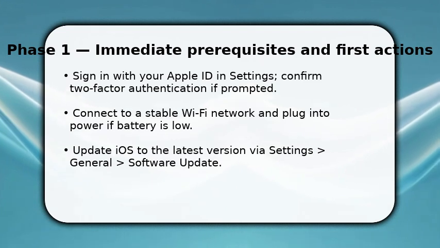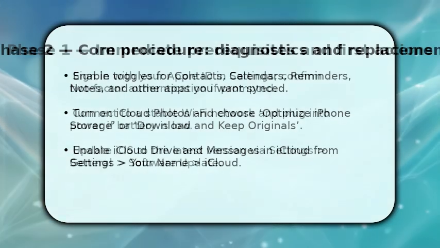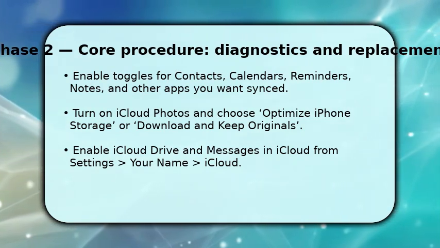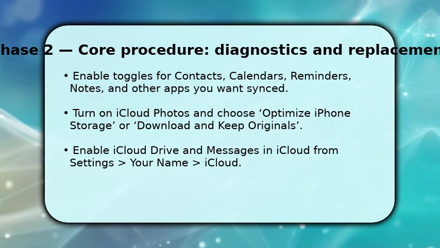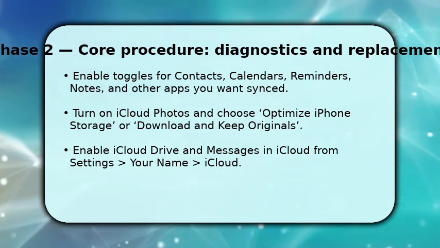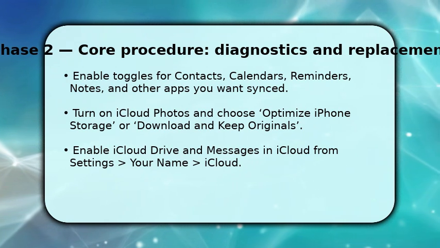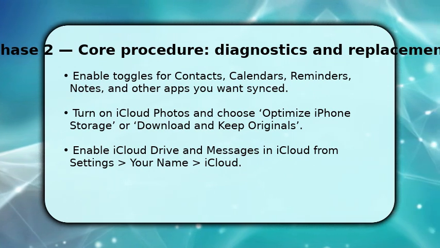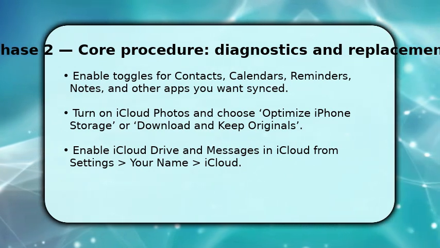In iCloud settings, enable contacts, calendars, notes, and any app toggles you need, because each toggle starts background syncing. For photos, turn on iCloud Photos and pick Optimize iPhone storage if space is limited, or download and keep originals to keep full files locally. Also enable iCloud Drive and Messages in iCloud so files and conversations.